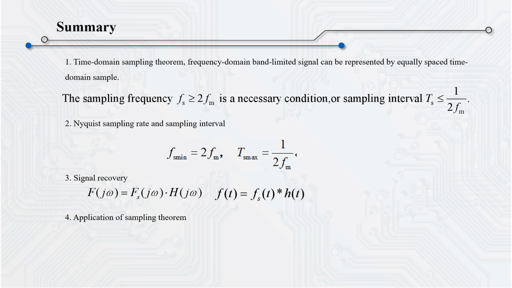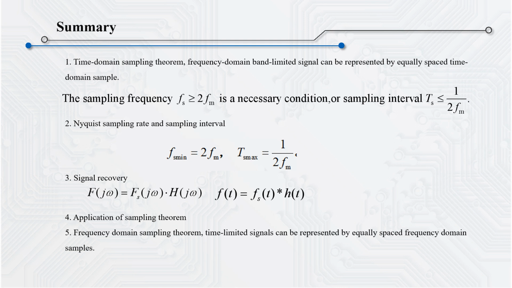As for the application of the sampling theorem, we learned the working principle of the sampling oscilloscope. Finally, we studied the frequency domain sampling theorem. The corresponding frequency spectrum of a time-limited signal can be represented by equally spaced frequency domain sampled value. Here, fs is required to be less than or equal to 1/2Tm.